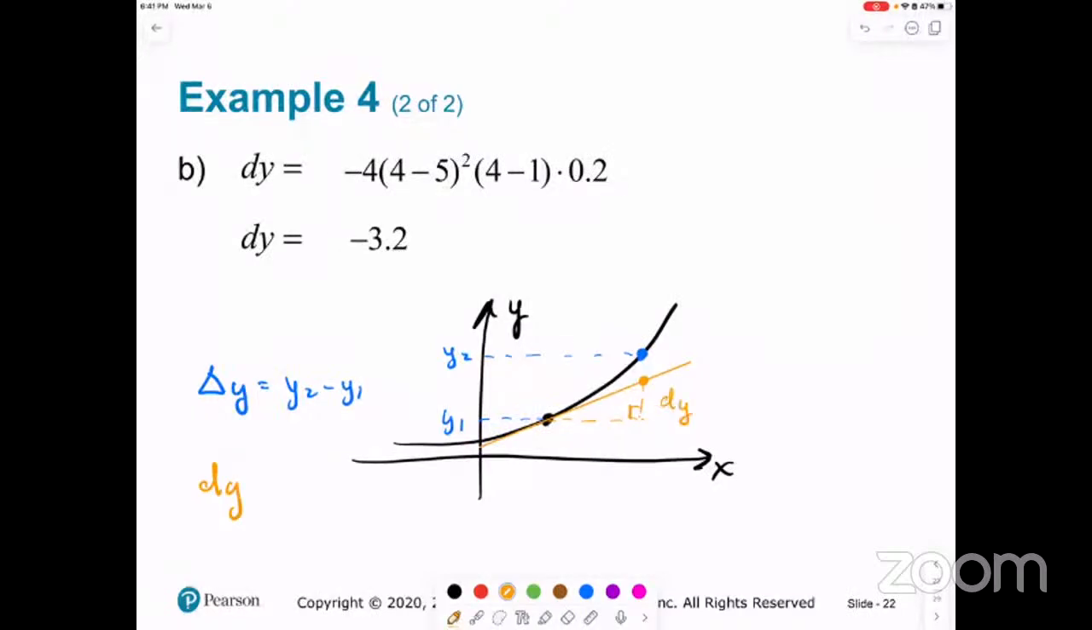And so notice here that our dx, here's our x1, here's our x2, is equal to our delta x. So the change in x is equal to dx, but dy is close to delta y. And delta y is basically this part. Or let's do it this way: delta y runs from here to here.